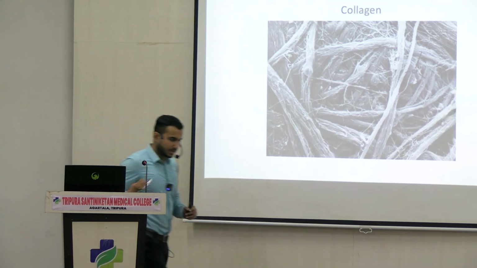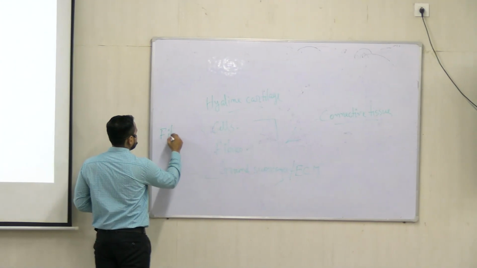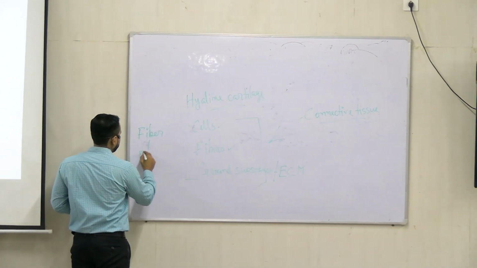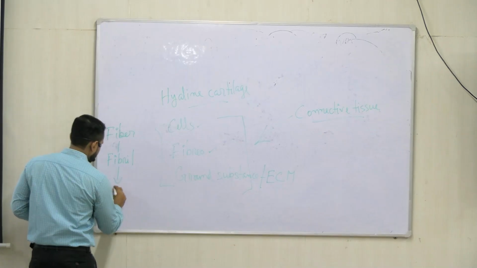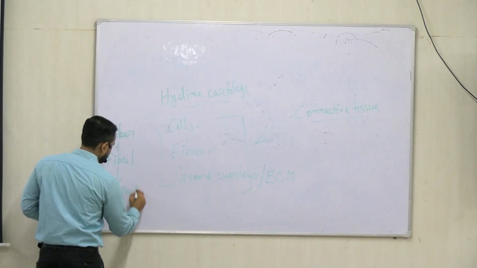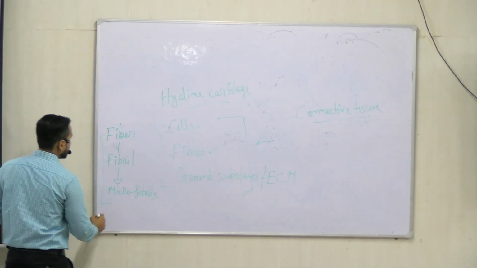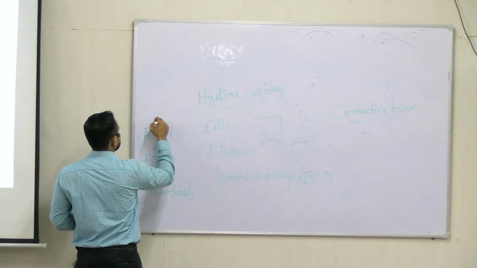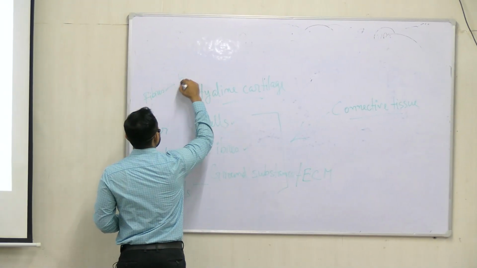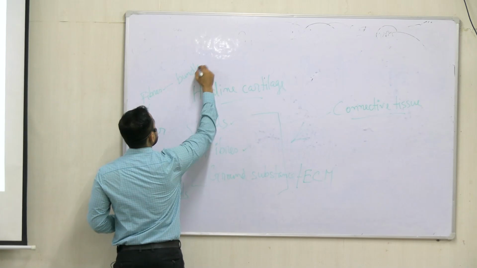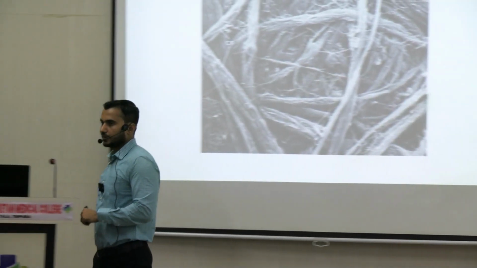Okay, so first we are getting fiber, which is made up of fibril, which is made up of microfibrils. Okay, and so many fibers will form the bundle. This is the orientation of collagen fiber.